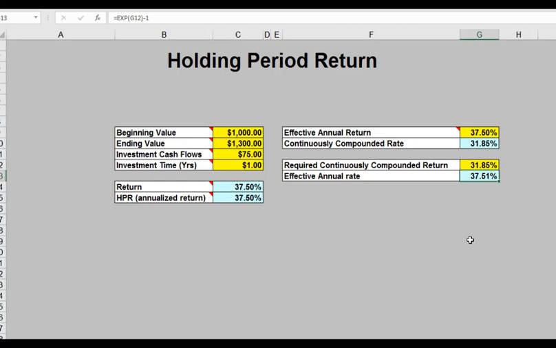So again, we only have a couple of simple questions we can ask here, but the application is pretty straightforward. So that is the time value approach to holding period return.